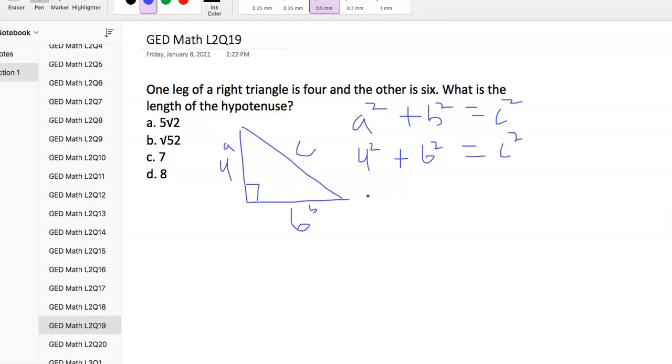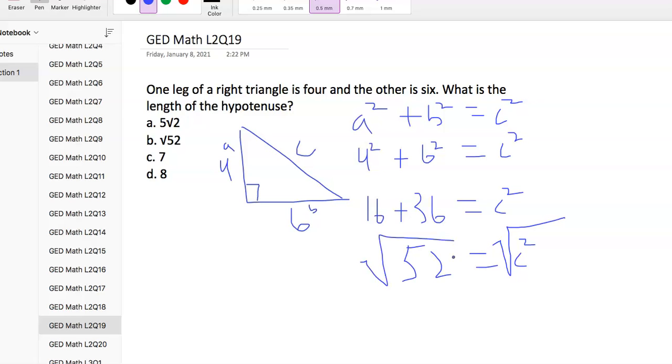Okay, and then we just got to square these numbers. So 4 squared is 16. Just 4 times 4 there is 16. 6 squared, 6 times 6, that's 36, equals c squared. Okay, and then we add 36 plus 16, that is 52, equals c squared. That's not a fun, easy, square rootable number, but we just do like this and do like that.